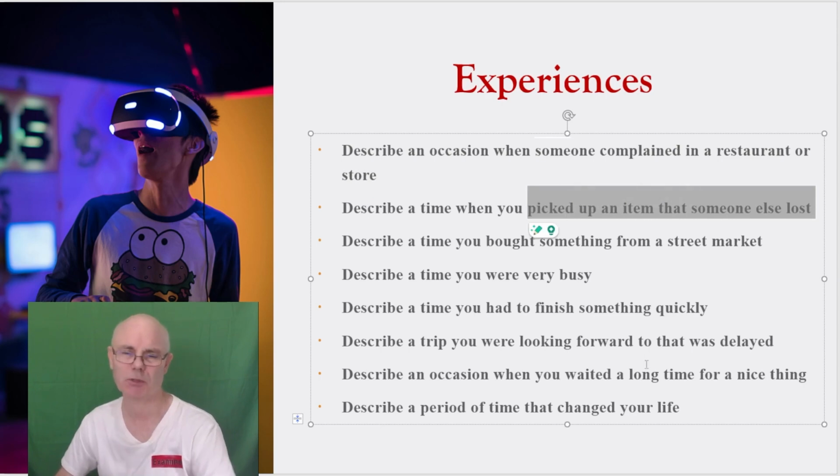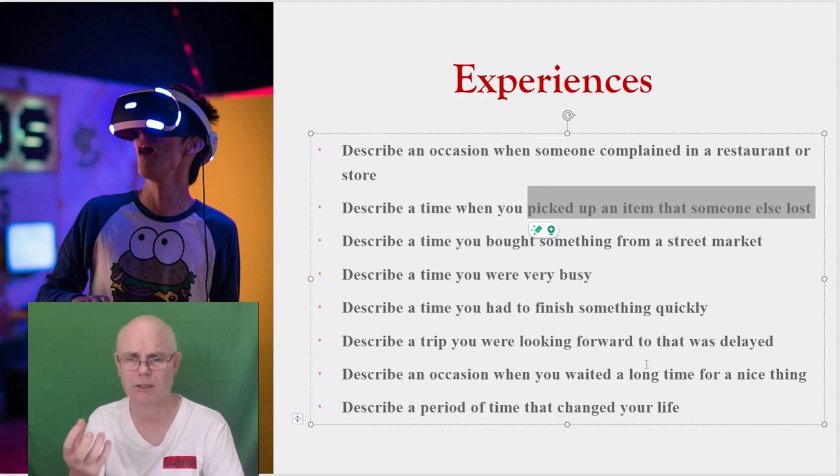This next one could be quite tricky. Describe a time when you picked up an item that someone else lost. So again, we've got our person. They probably lost it in a place, so we've got our place. And then an item, a thing.